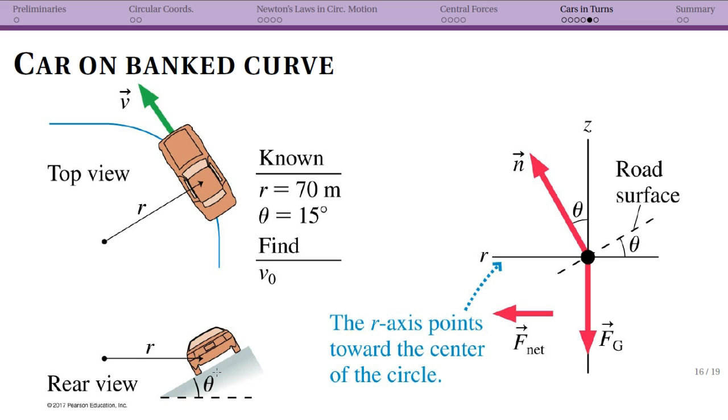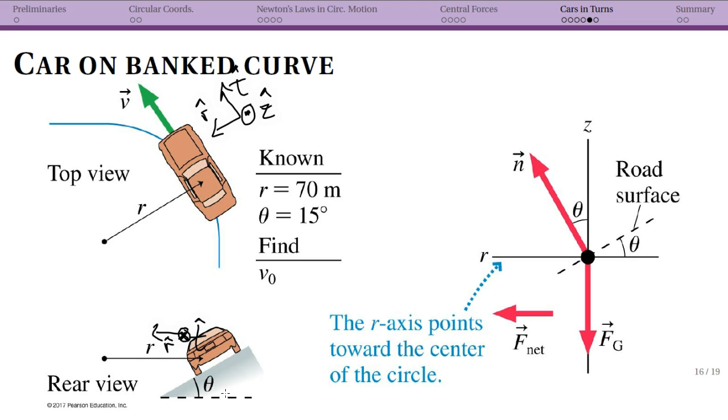So let's draw our r, t, z coordinates. On this top picture, we have t, our tangential coordinate, is forward, our radial component is in, and then our z is out of the page. So now let's come down here to this rear view. So r is into the center of the circle. The tangential is forward, so it's into the page. And so that's our tangential.